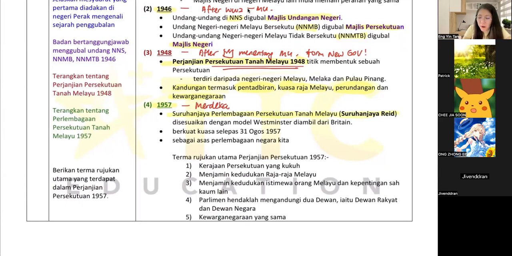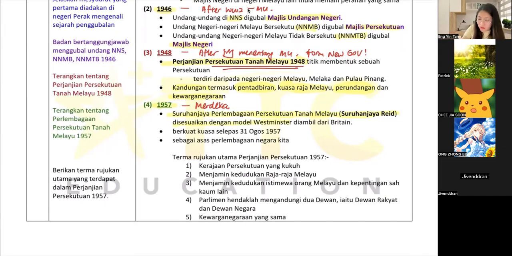Suruhanjaya. So the proper name for the group, the commission group is called Suruhanjaya Perlembagaan Persekutuan Tanah Melayu in 1957. Tapi sometimes we also mention it as Suruhanjaya Read. Suruhanjaya Read, okay? So you can see disesuaikan dengan Model Westminster. So they will discuss about the Model West. It means that they will mix and match with some British Western style democracy.